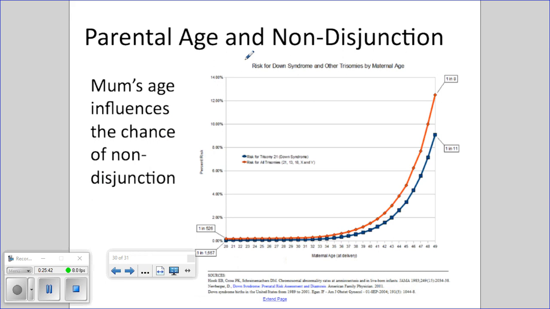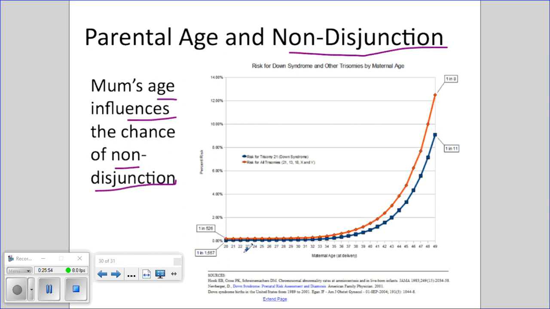Now, parental age plays a role in non-disjunction, and it's the mom's age that actually influences the chances of non-disjunction occurring. So the following graph shows maternal age as well as the percent risk. The blue line represents the risk for trisomy 21, Down syndrome, and the red line represents risk for all the different types of trisomies, including trisomy 21. So at very young age, in 20s and even very early 30s, the risk for trisomies are very low.